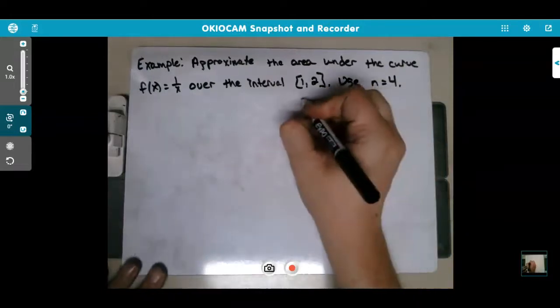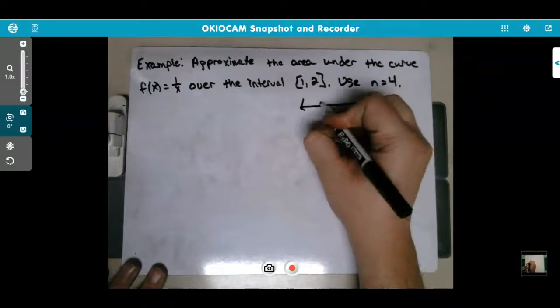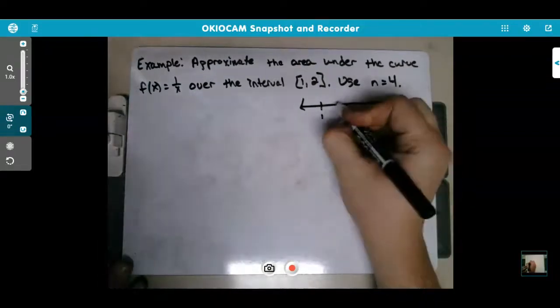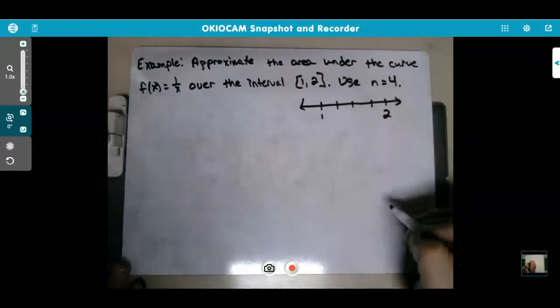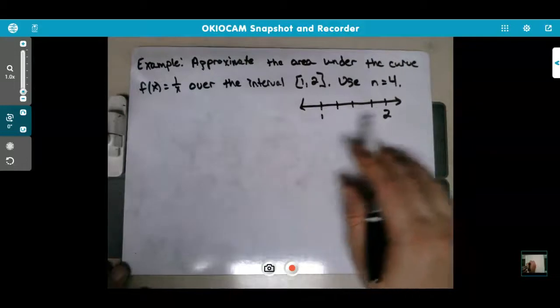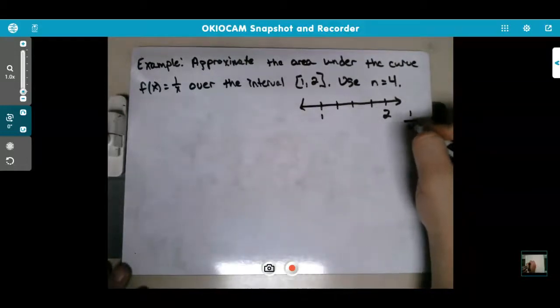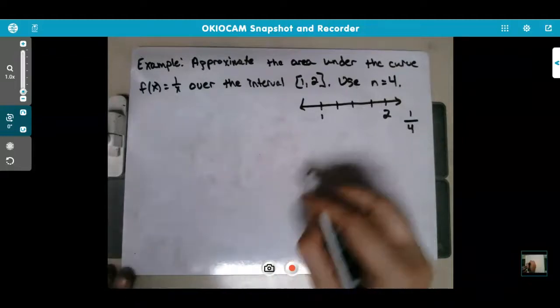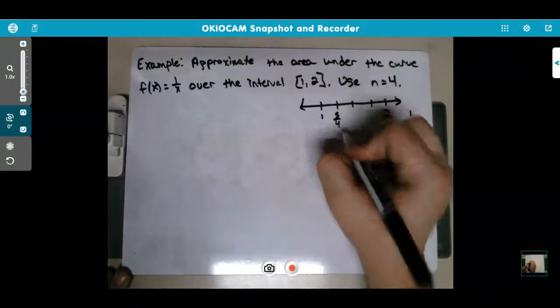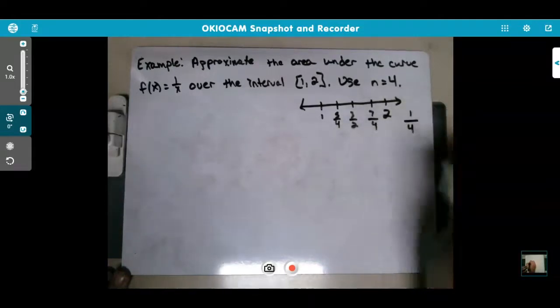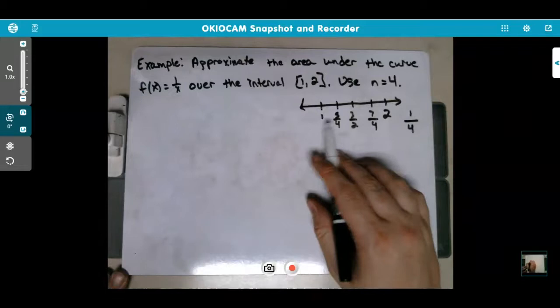So again, let's look at the number line. I'm going from 1 to 2, and I'm splitting it into 4 parts. So this means if the total length is 1, right, from 1 to 2 is 1, but I'm splitting it into 4 parts, each gap is worth 1 over 4. So this would be 5/4 then. This would be 3/2, and this would be 7 over 4 here. Again, because each one is worth 1/4.